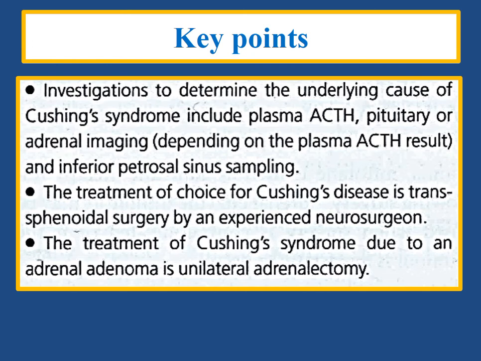Investigations to determine the underlying causes of Cushing syndrome include plasma ACTH, pituitary or adrenal imaging, depending on the plasma ACTH result, and inferior petrosal sinus sampling. The treatment of choice for Cushing's disease is transsphenoidal surgery by an experienced neurosurgeon. The treatment of Cushing syndrome due to an adrenal adenoma is unilateral adrenalectomy.